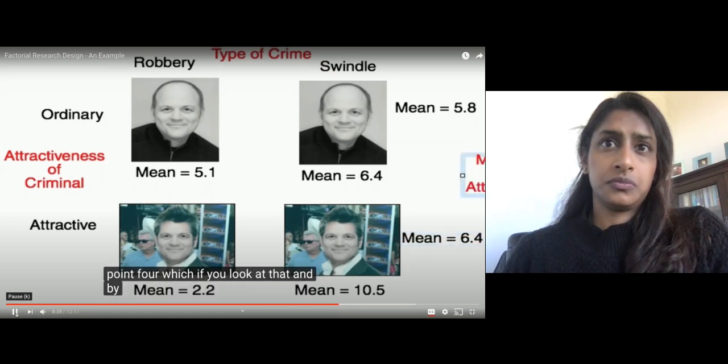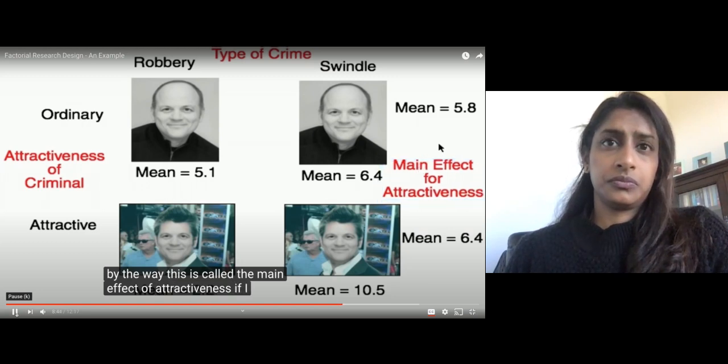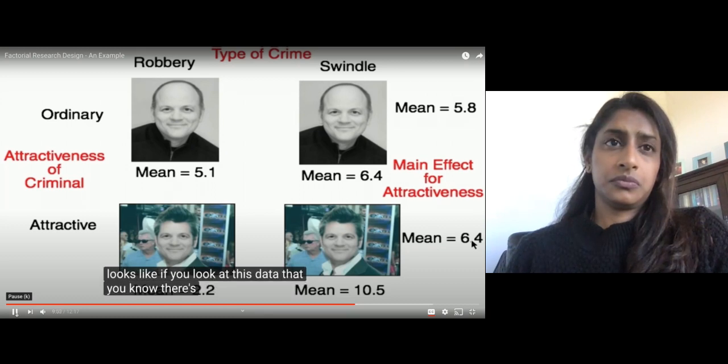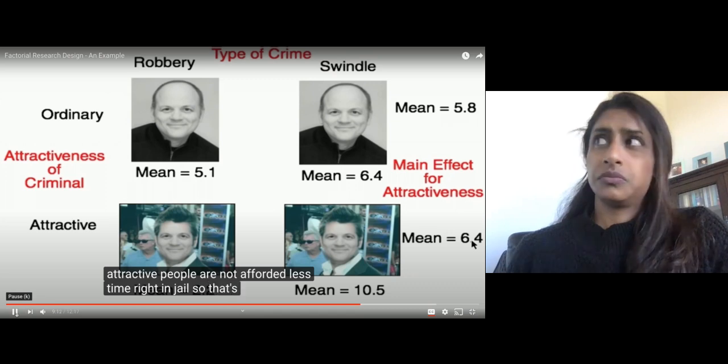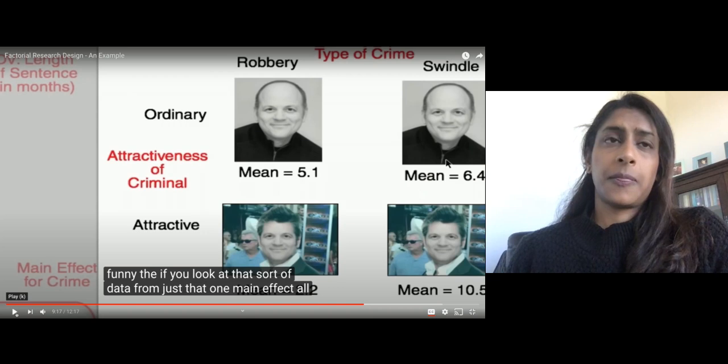which if you look at that, and by the way, this is called the main effect of attractiveness. If I looked at these averages and I forgot about crime, or type of crime for a minute, 5.8, 6.4. I mean, it looks almost like attractive people get more time in jail. Although 6.4 is not that much higher than 5.8, it almost looks like, if you look at this data, that there's no difference. That attractive people are not afforded less time, right, in jail. So that's kind of funny, if you look at that sort of data from just that one main effect.